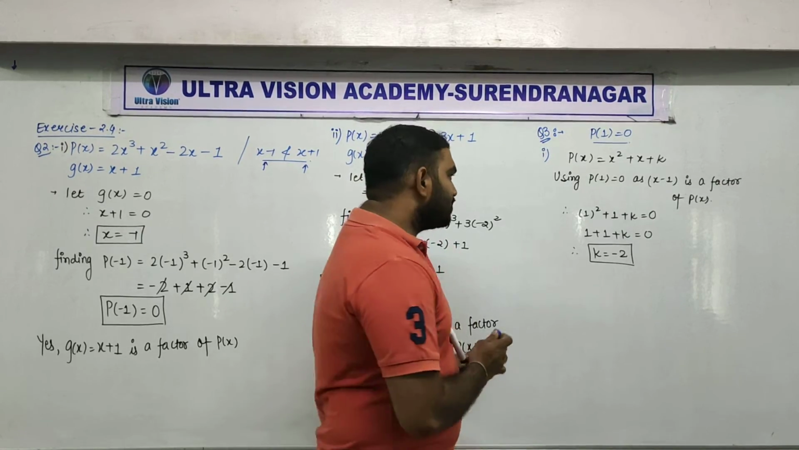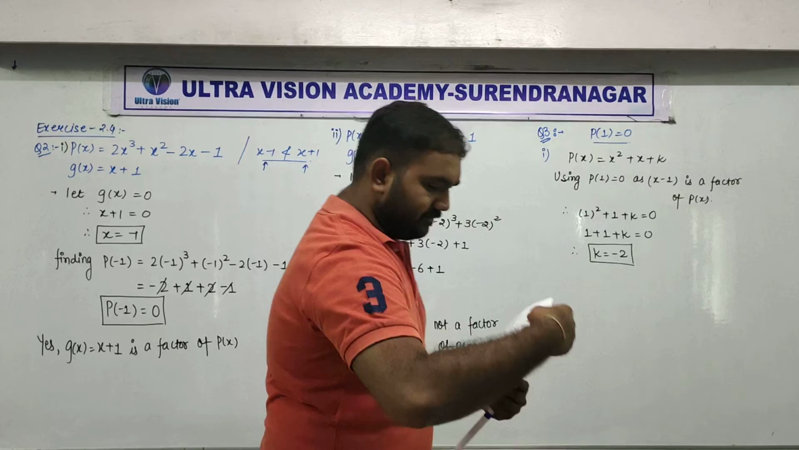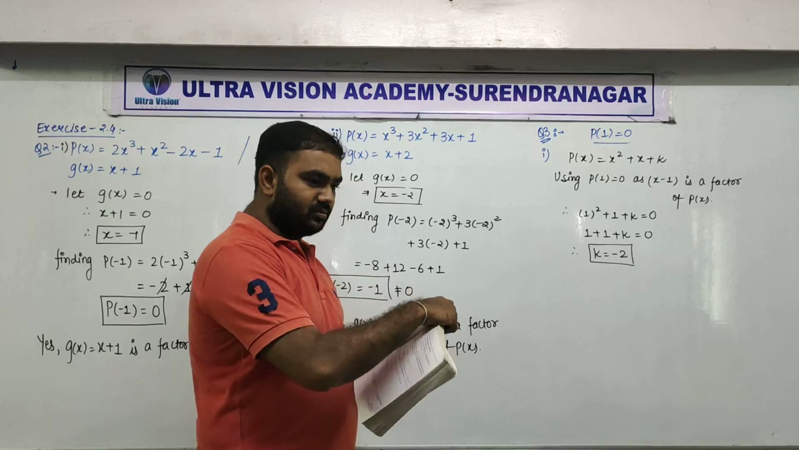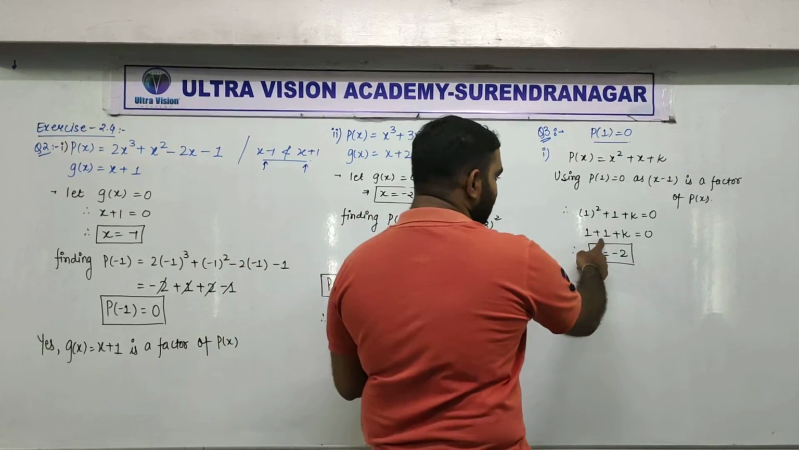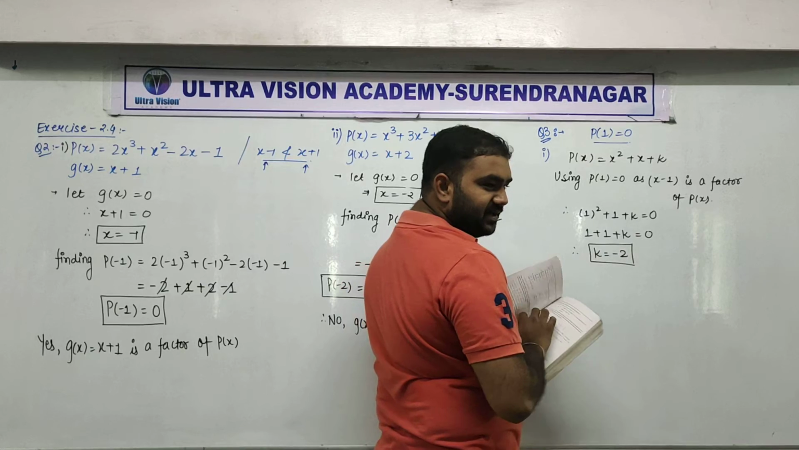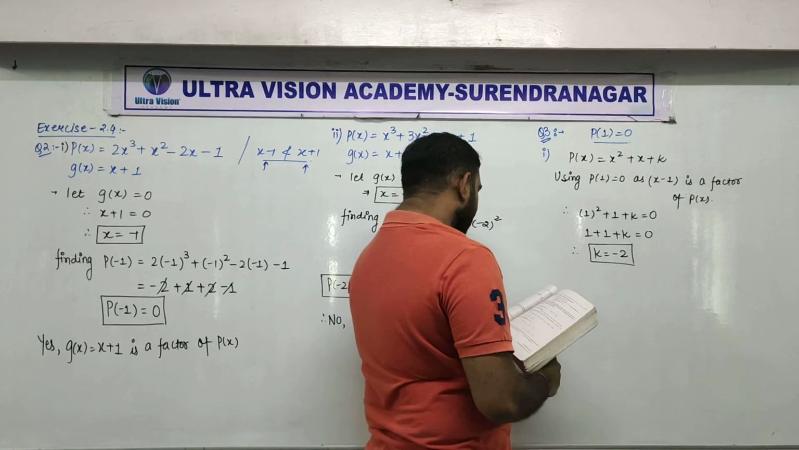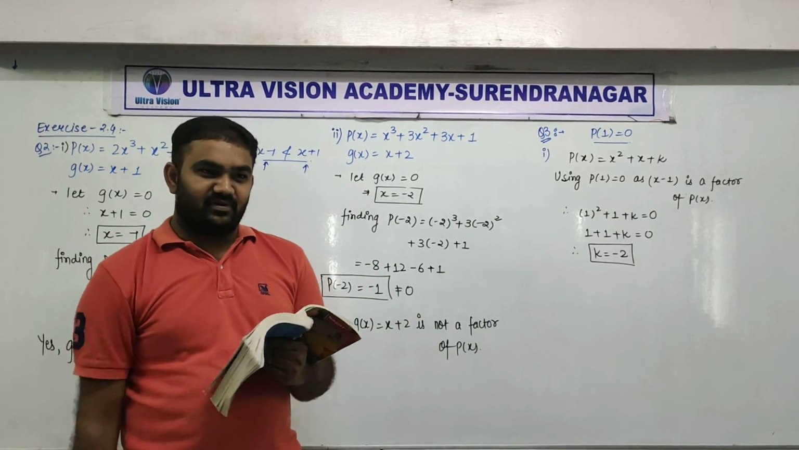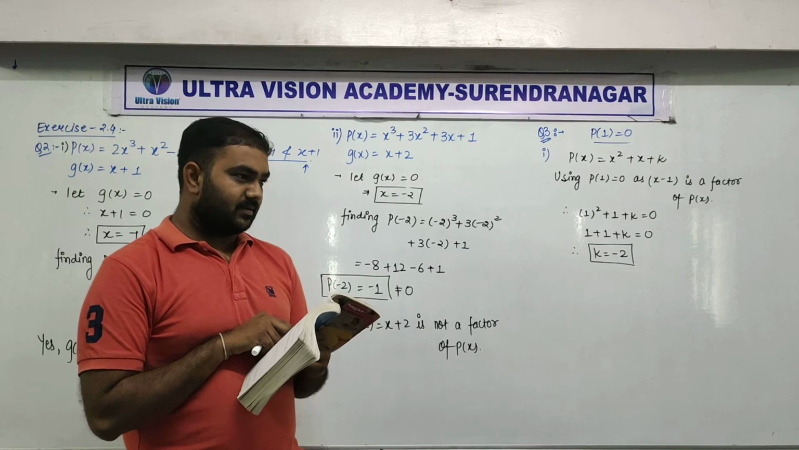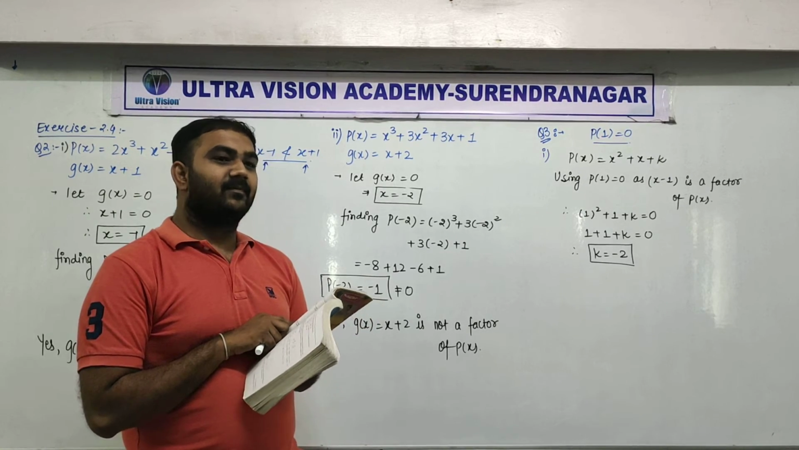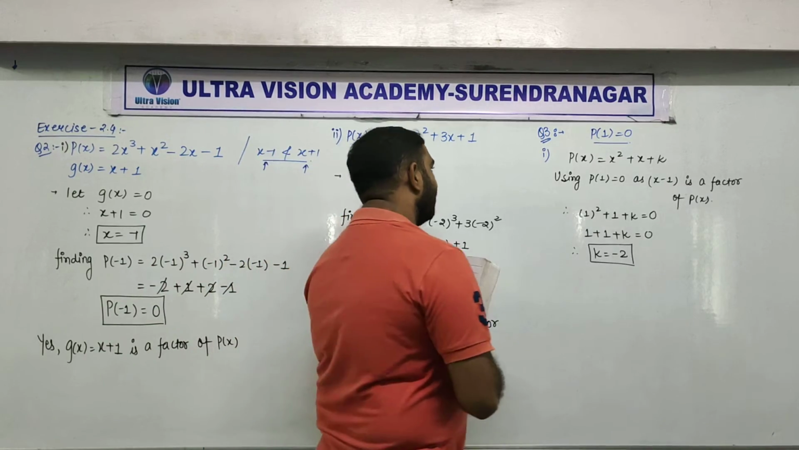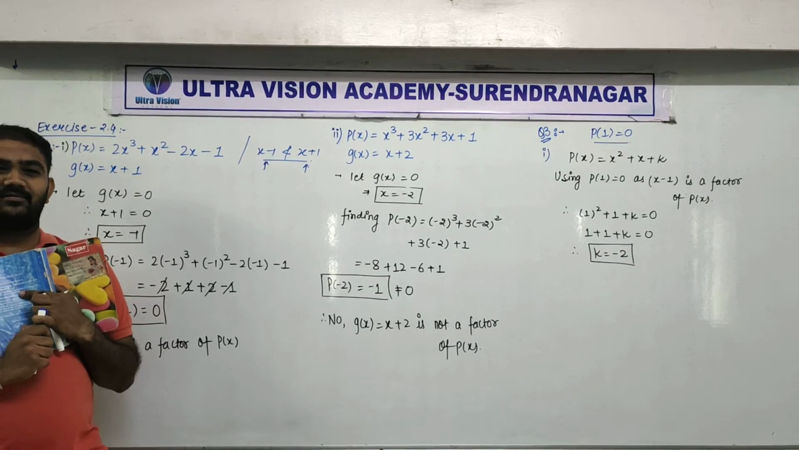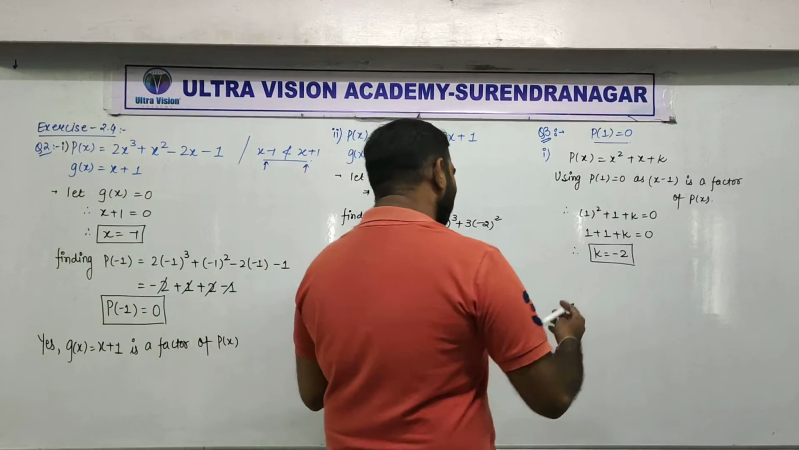Clear? Let us solve one more. What is 1 plus 1? 2 will go on the other side. Becomes minus. Now select one. Second or third? Second. Look at the questions. How many of you say second? How many of you say third? Let us see the third one.